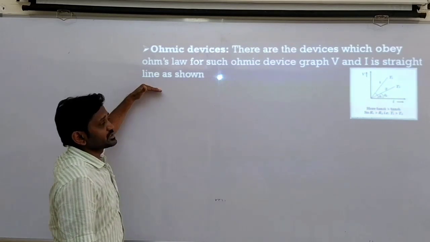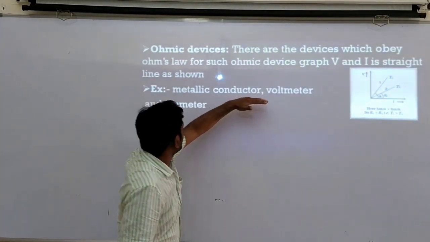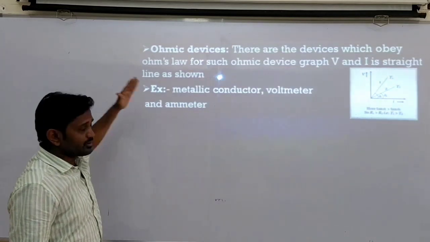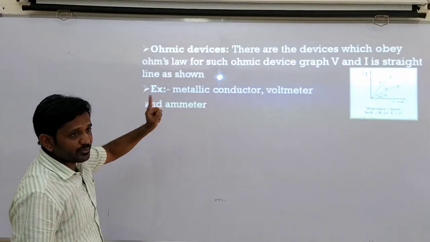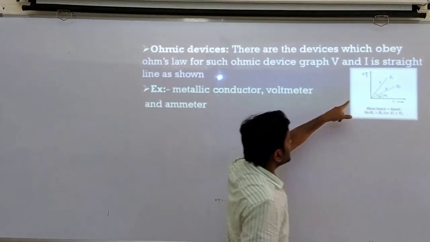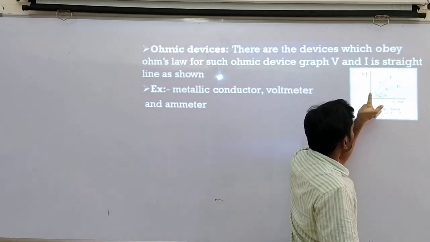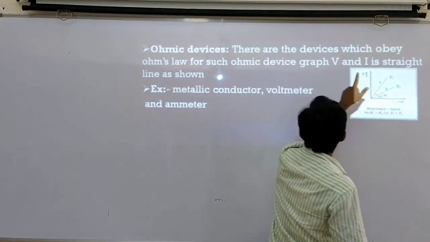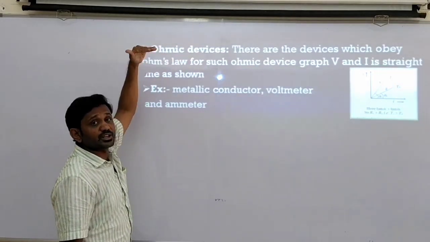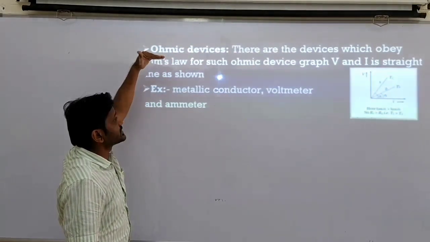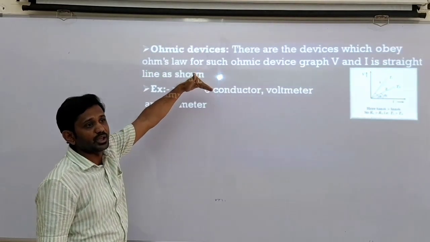Examples of these ohmic devices are metallic conductors, voltmeter and ammeter. Already we discussed in the last slide. For a metallic conductor, if you plot V versus I, we get a straight line or linear curve. Those with a linear V-I graph we can also call ohmic devices. It means they obey Ohm's law: V is directly proportional to I.